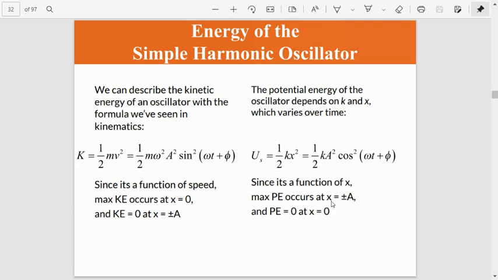So the potential energy is maximized at the points of full displacement, when x is at the full amplitude of oscillation, but when you pass through the equilibrium position, the potential energy is zero.